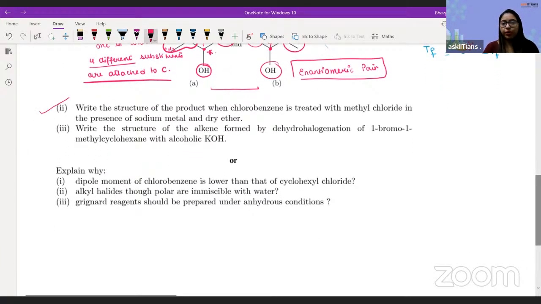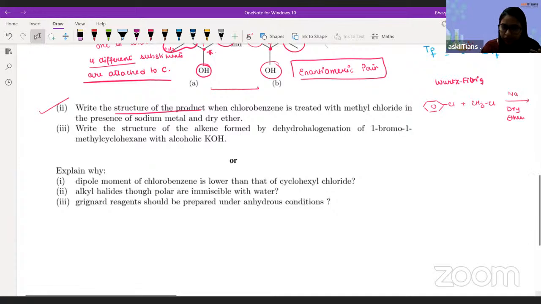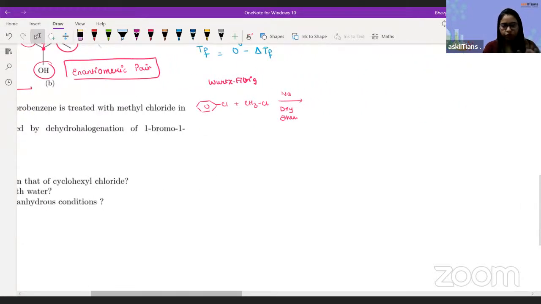Then they say in the second part, write the structure of the product when chlorobenzene is treated with methyl chloride in the presence of sodium. So when chlorobenzene is treated with methyl chloride in the presence of sodium and dry ether, I know this reaction is the Wurtz-Fittig reaction. I would suggest that they are just asking you to write the structure of the product. So you just have to write the reaction.